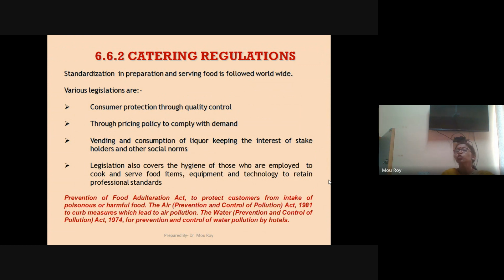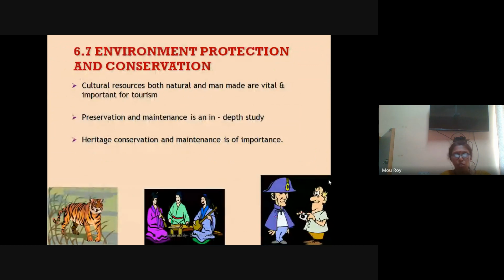When you will be joining any hotel, you have to know the details of this. When you join as a tourist guide, or you work for any travel agent or tour operator, they have their laws and regulations. So that is how everything works.